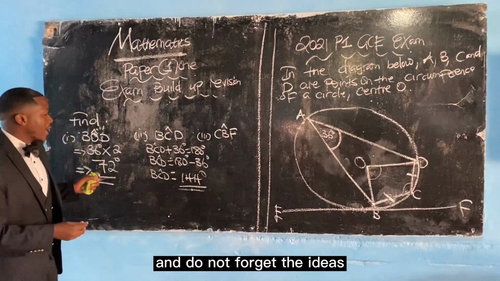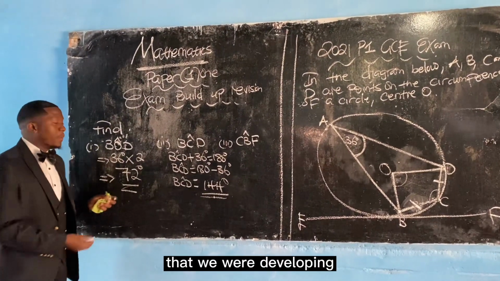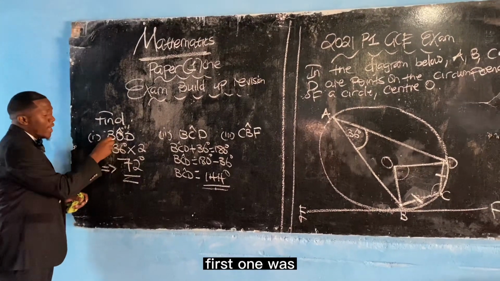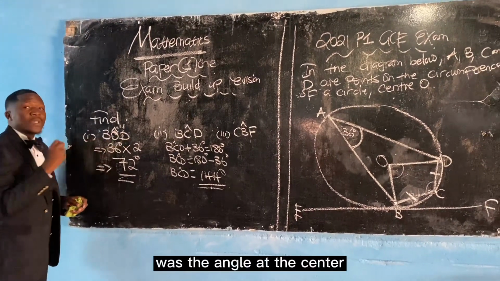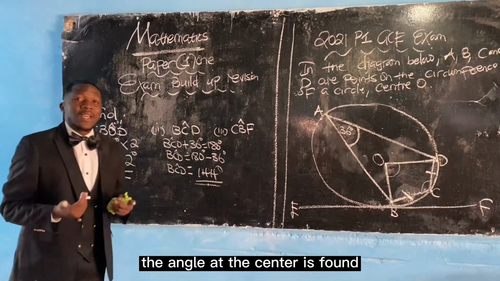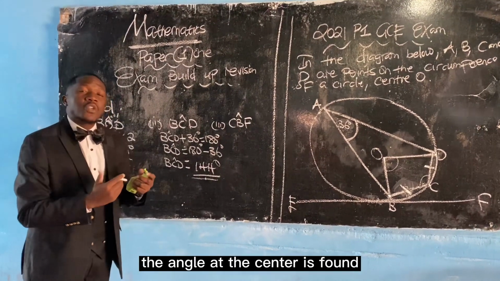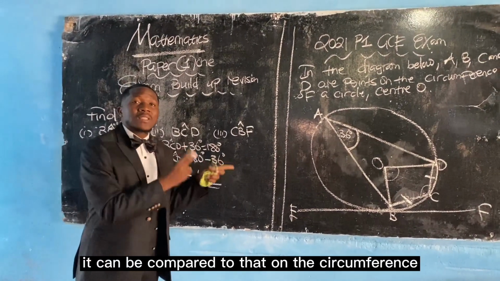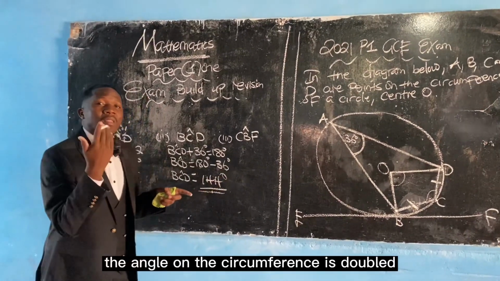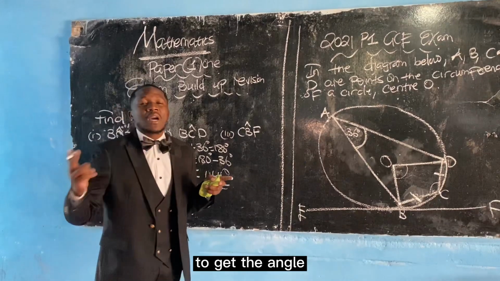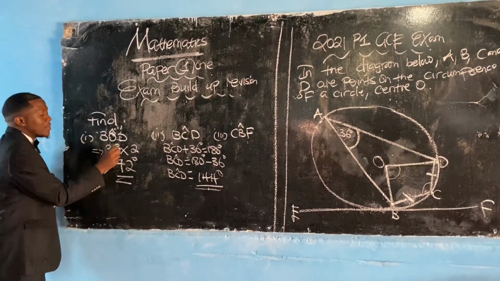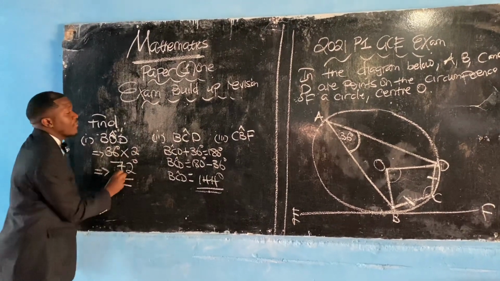And do not forget the ideas that we were developing as we move on to the next question. The first one was that BOD was the angle at the center. The angle at the center is found if it can be compared to that on the circumference, in the sense that the angle on the circumference is doubled to get the angle at the center. And as a result, we say 36 degrees multiplied by 2, thereby having 72.